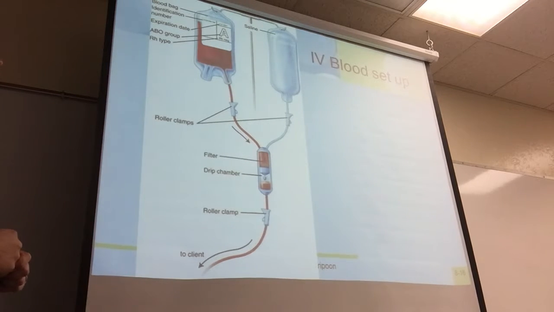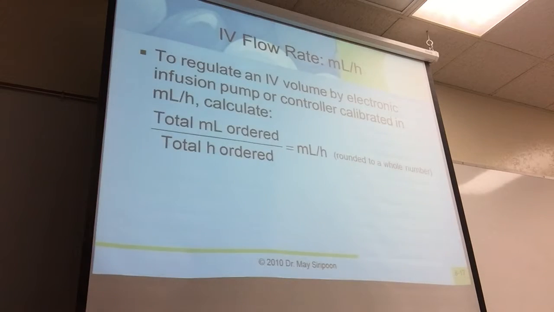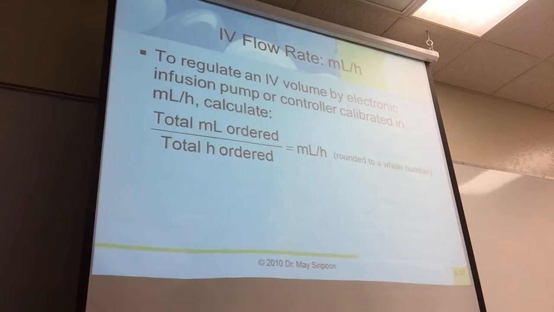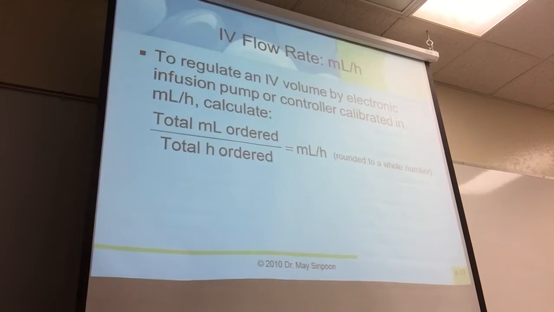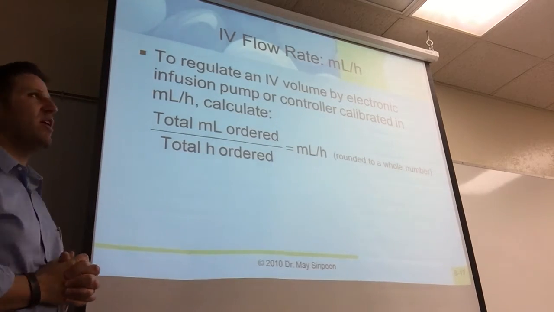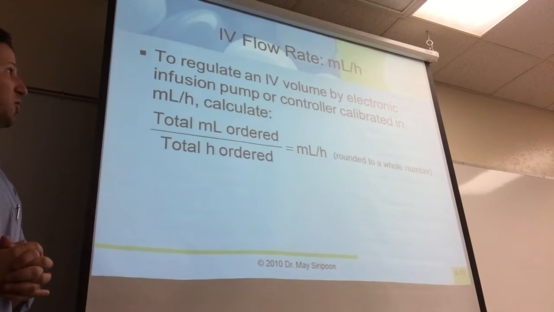So just some cool things. I know this is a lot of information. This is some of the stuff that you'll see. But here's the math, okay? If I need to figure out mLs per hour, you have the total mLs ordered over the total hours ordered. When you do that math, then you get mLs per hour, right?